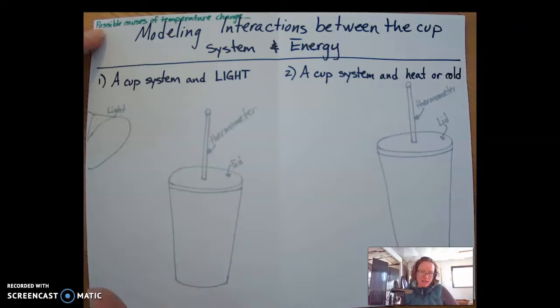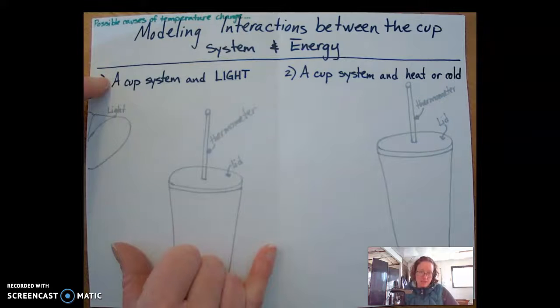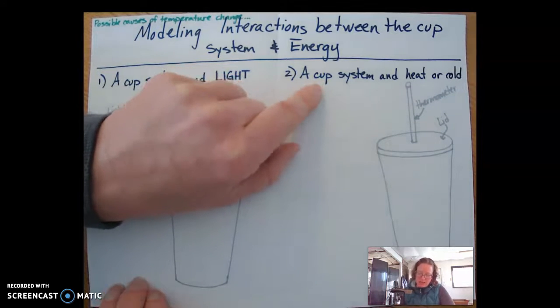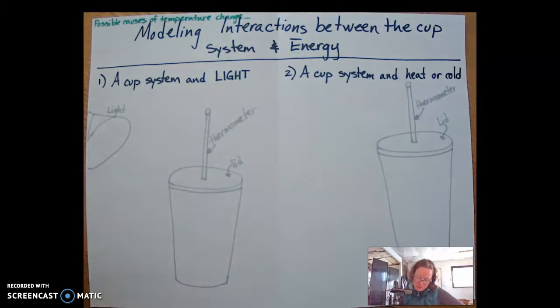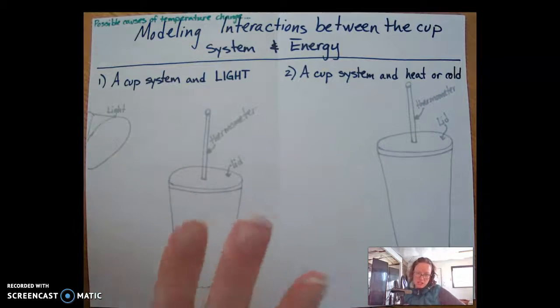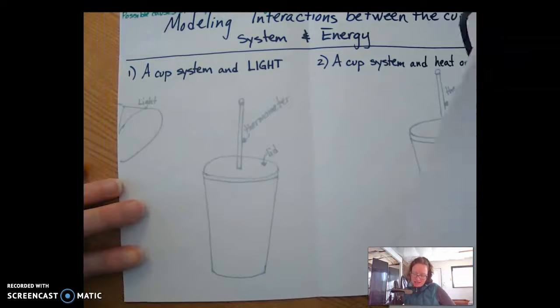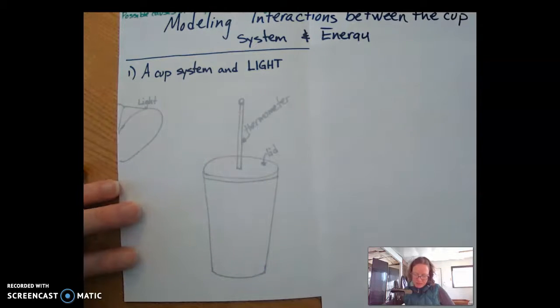And then on one side of your page, you are supposed to label a cup system and light, and on the other side, a cup system and heat or cold. So I've pre-drawn some of the cups also just to make this video shorter. So we're going to start by focusing on the cup system and light model.